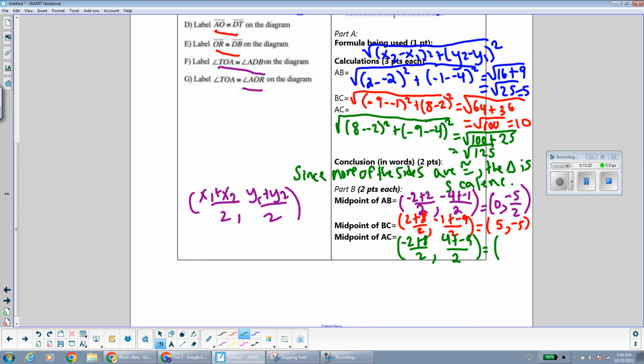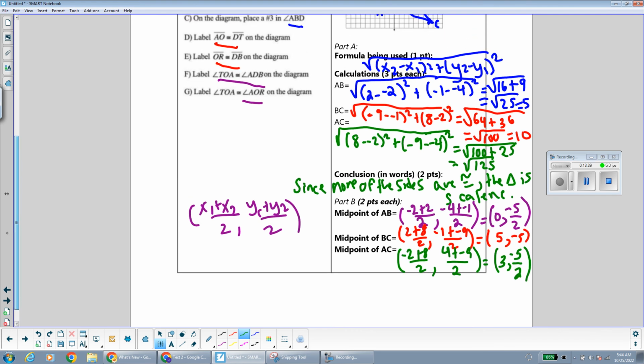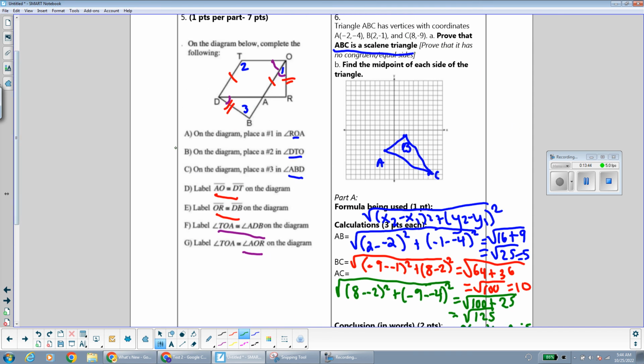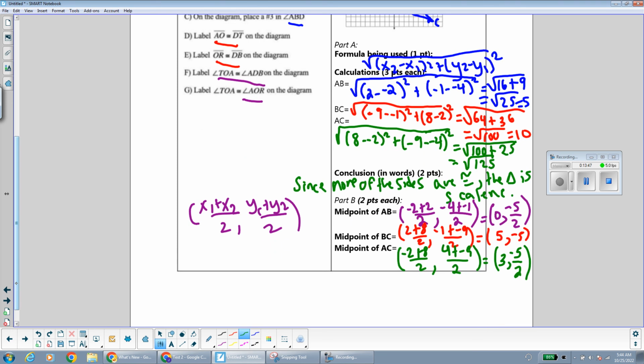-2 plus 8 is 6. Over 2 is 3. -9 plus 4 is -5. Doesn't divide evenly. I'm just going to leave it as -5 over 2. Oops, I think I messed that one up a little bit. Let me double check. My x-coordinates are -2 and 8. My y-coordinates are -9 and -4. I forgot my negatives. So that's -13 over 2. See, it's so easy to make a mistake. That's why I should use a calculator. That's why we have calculators. There we go.